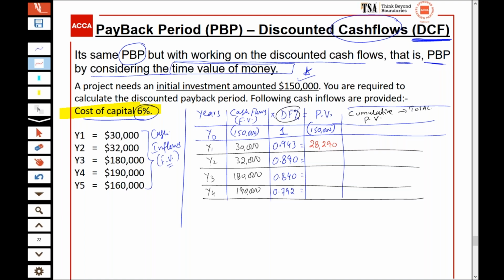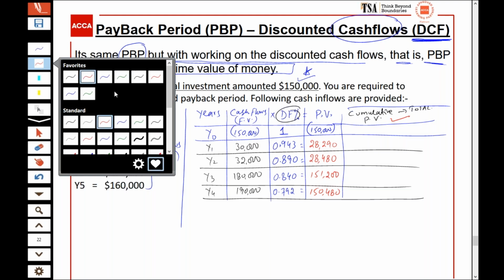32,000 multiplied by 0.890. That's 28,480. 180 multiplied by 840. That's 151,200. 190 multiplied by 0.792. 150,480.